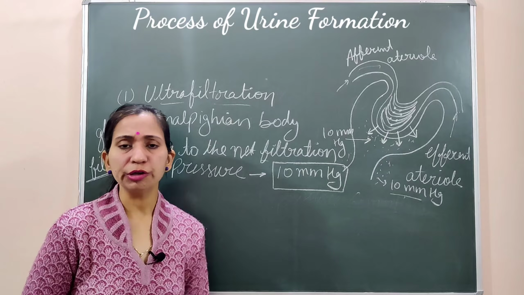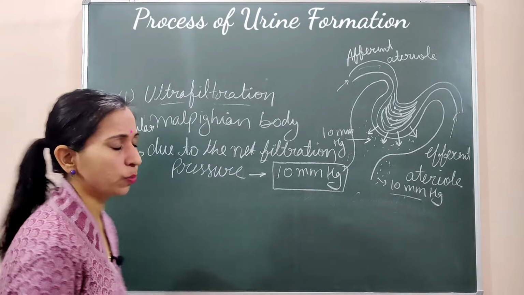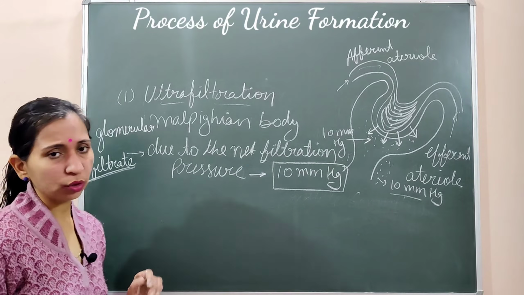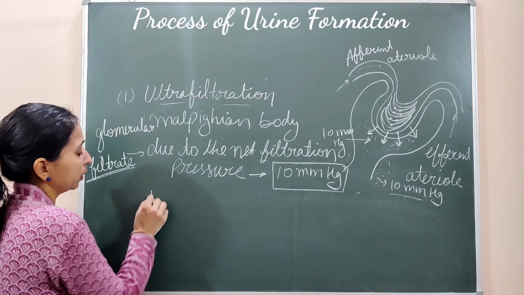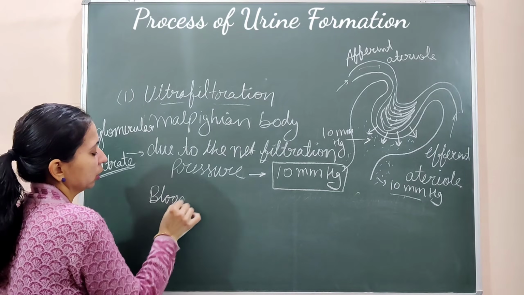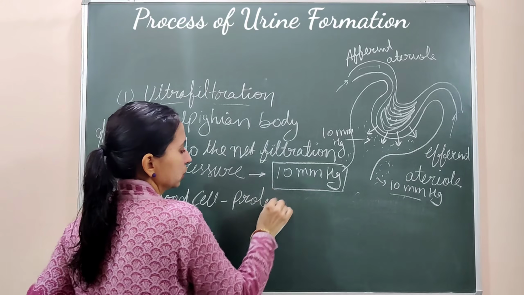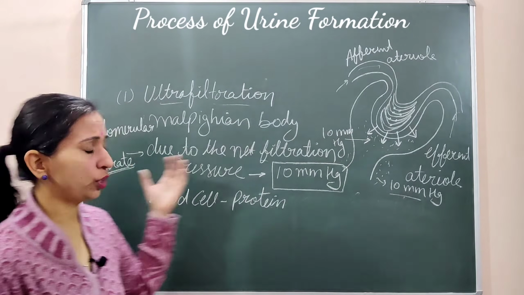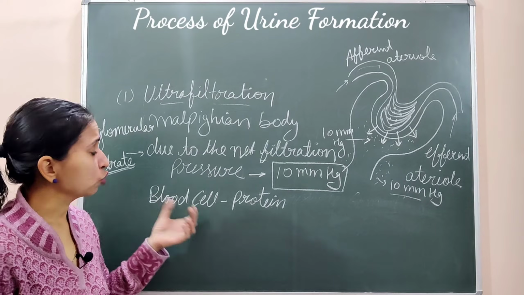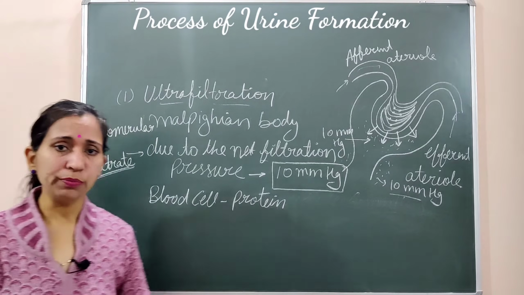This glomerular filtrate has the same type of composition as the blood plasma. It is similar to the blood, except it does not contain the blood cells and the proteins. These two things are not present in the filtrate. So except for the blood cells and the proteins, it has the same kind of composition as the blood plasma.